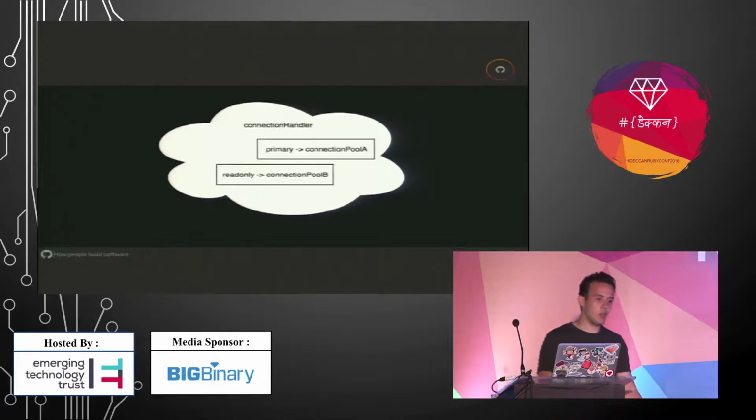This is kind of how it looks internally. The connection handler now, we just need one connection handler. We don't need multiple connection handlers anymore. It's just going to be one, and the hash in that connection handler is going to have primary and read-only that point to a connection pool. So there is no reference to the models anymore. You can just tell it to go and use the primary or the read-only connection.